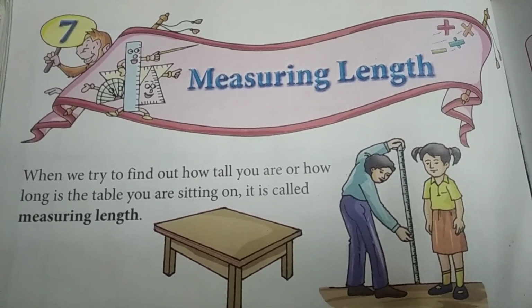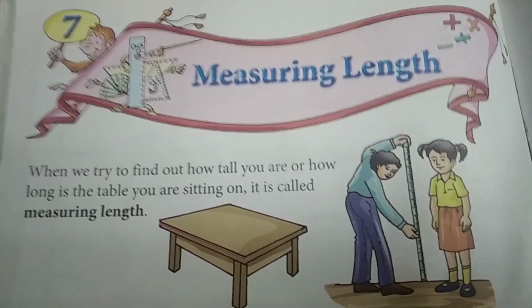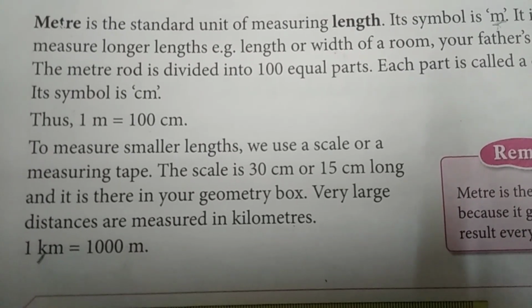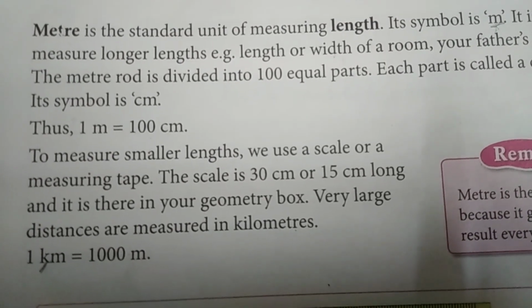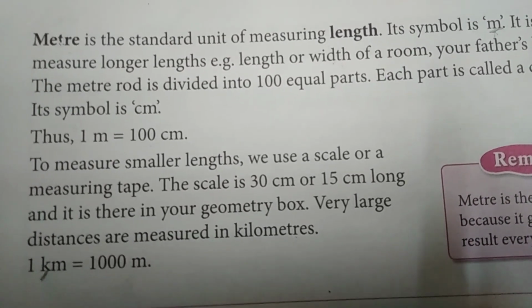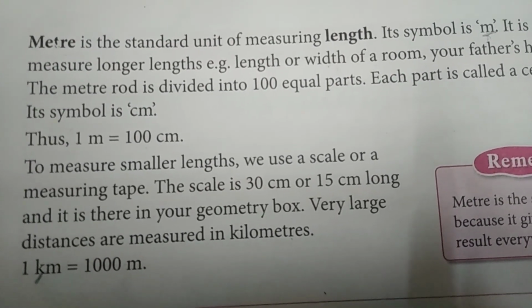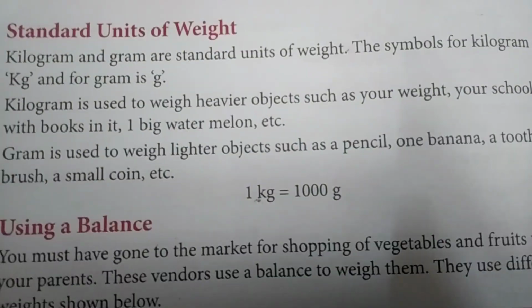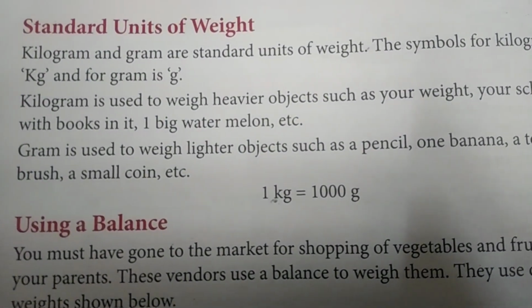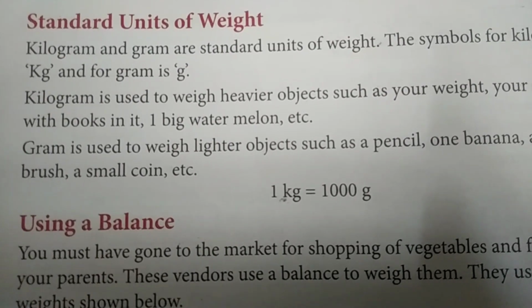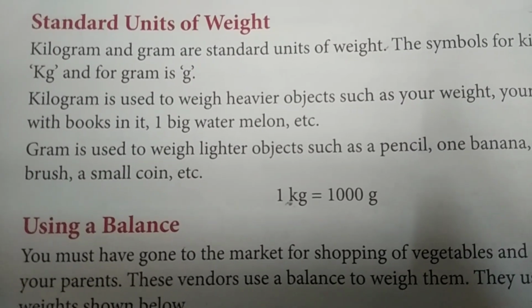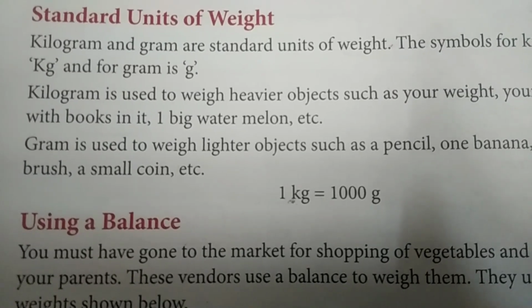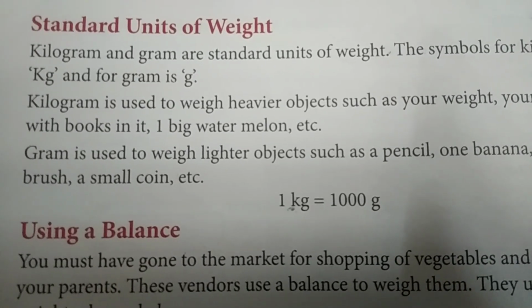The standard unit for length is meter. 1 meter is equal to 100 centimeters. And for longer distances, we use kilometer. That is, 1 kilometer is equal to 1000 meters, right? And the next one is weight. The standard unit of weight is kg. K means kilo, kg means kilogram. And 1 kg is equal to 1000 grams. G for grams. Okay, so that is the standard unit for weight.